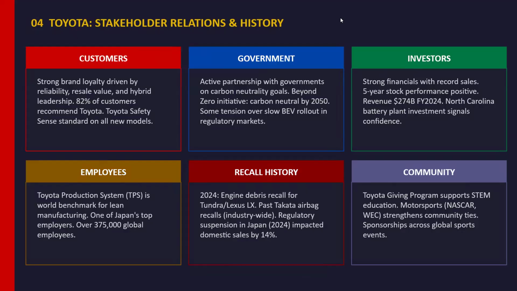Now we move on to our next slide, stakeholder relations and history for Toyota Motorsport. Now, you got six cards here. Just customers, government, investors, employees, recall history, and community. Now that recall history is going to be important for us throughout the duration of this presentation for both Toyota and Honda. However, let's dive into it.